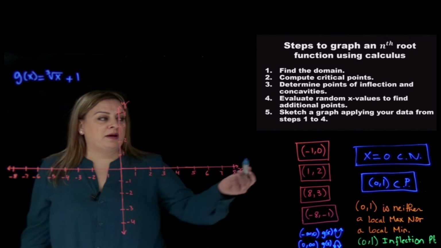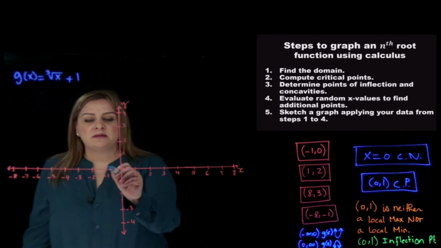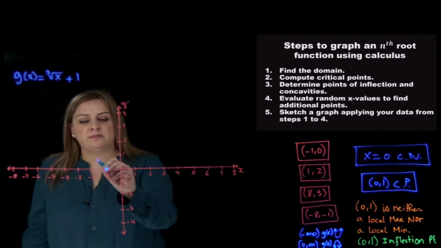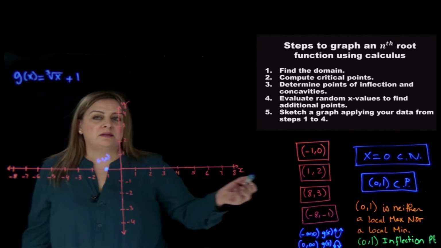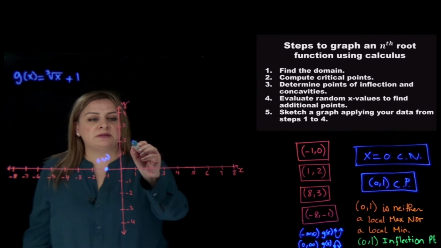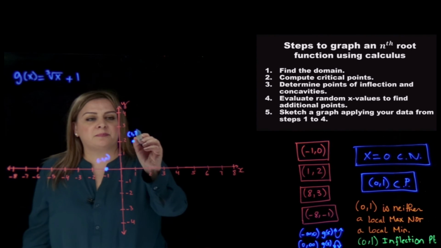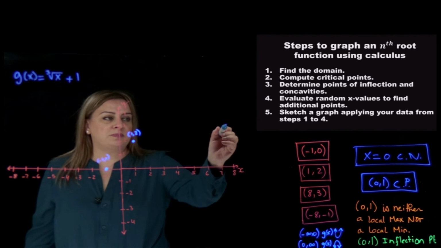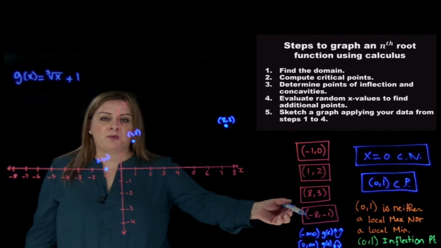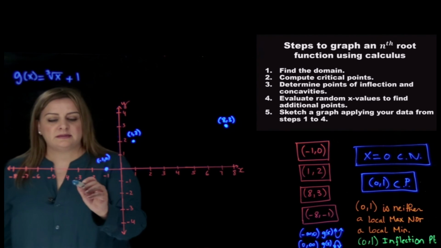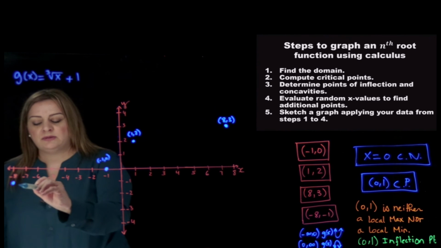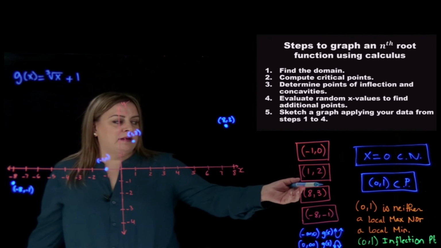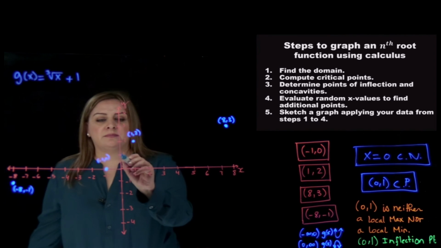We will first start by plotting the point (-1, 0). So the point (-1, 0) is somewhere here. The point (1, 2) is here. The point (8, 3), so our point should be somewhere right there. The point (-8, -1) is around here. And the inflection point (0, 1), right there.